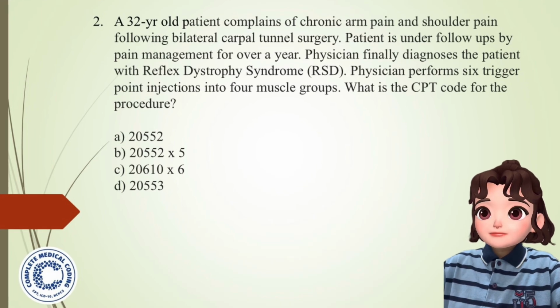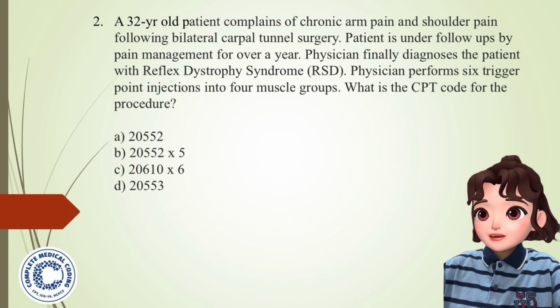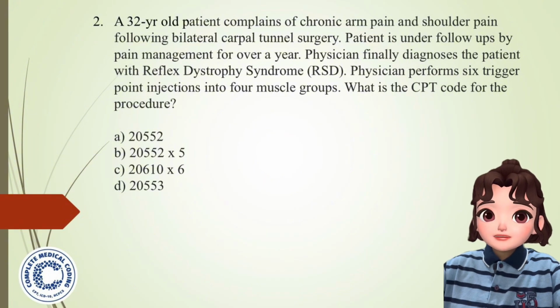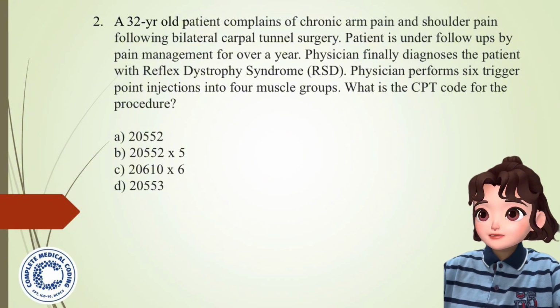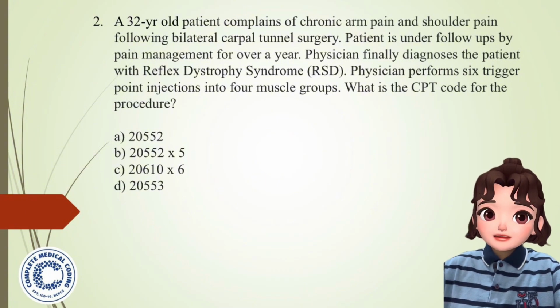Now the second question. A 32-year-old patient complains of chronic arm pain and shoulder pain following bilateral carpal tunnel surgery. The patient is under follow-up by pain management for over a year. The physician finally diagnoses the patient with RSD, that is, reflex sympathetic dystrophy syndrome. The physician performs 6 trigger point injections into 4 muscle groups. What is the CPT code for the procedure? So here you have to code for the trigger point injections.